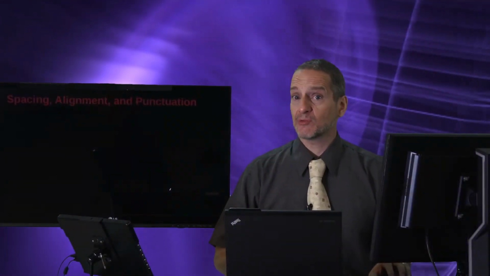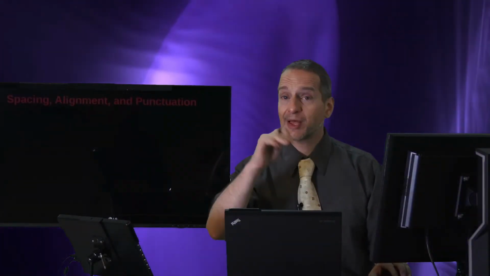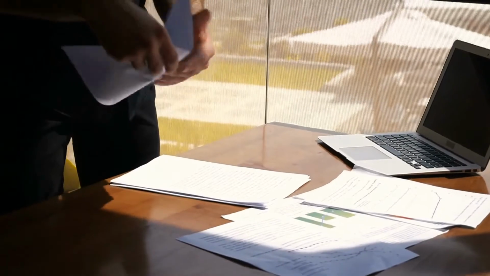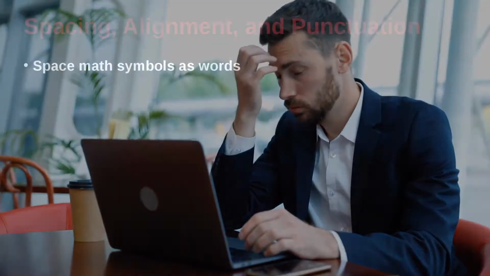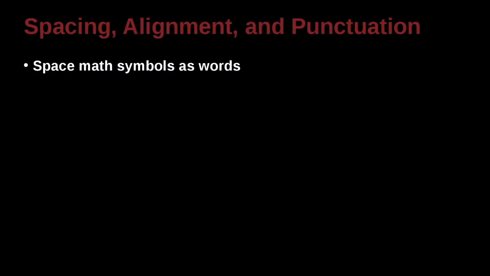Now, one of the big problems when you're putting formulas and numbers in your paper is how to line things up and how to do punctuation. It gets very confusing. Punctuation is already confusing, and this makes it worse. So how do I do the spacing? Well, usually the APA's rule is quite straightforward.